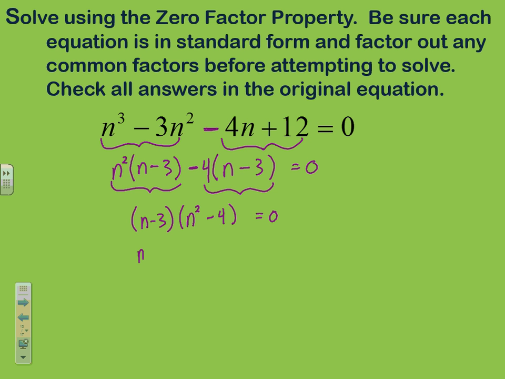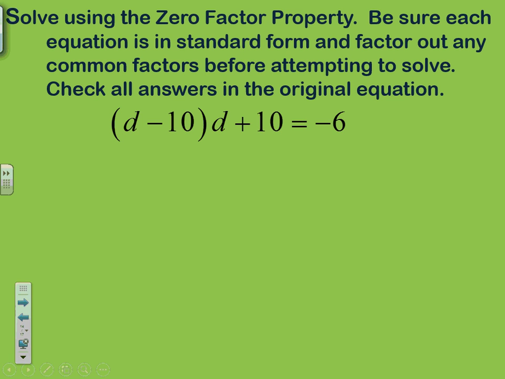I'm going to set the factor here, n minus 3, equal to 0. Here, I'm going to say n squared minus 4 is also equal to 0. Move the 3 over, and I get n is equal to positive 3. Here, if I move the 4 over, I get n squared is equal to a positive 4. If I take the square root of both sides, I will get a positive and a negative 2 as my answer. A positive 2 is one answer, a negative 2 is a second answer, and this 3 would be the third answer, since I have to have 3 solutions if the degree of the equation is 3.